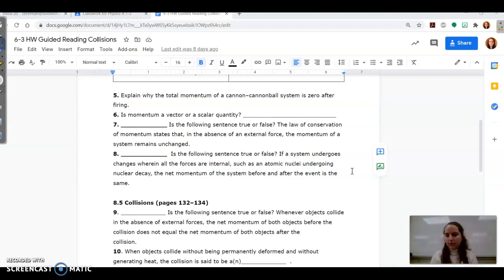This is the law of conservation of momentum. When there is no external forces acting on your object, then the momentum of your system remains unchanged, which means your initial equals your final.